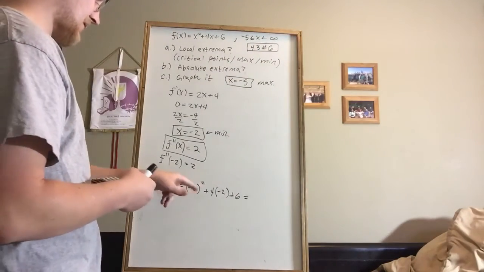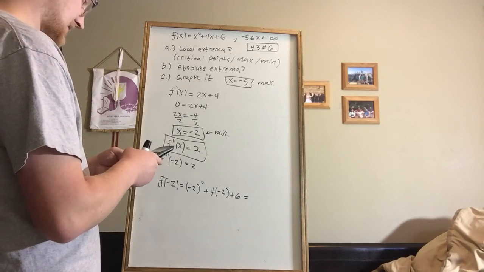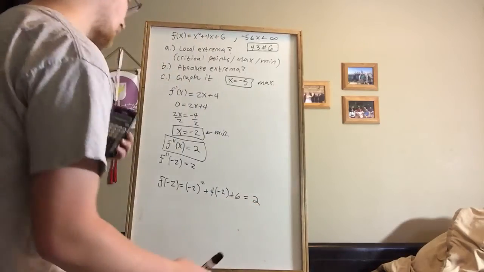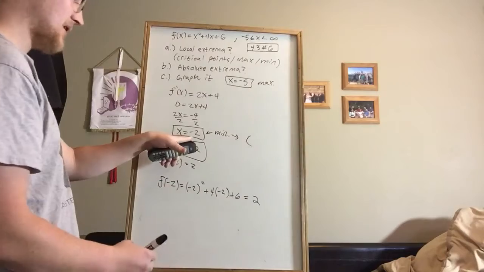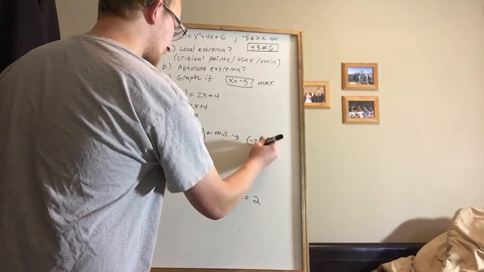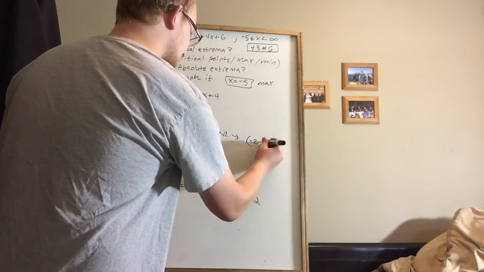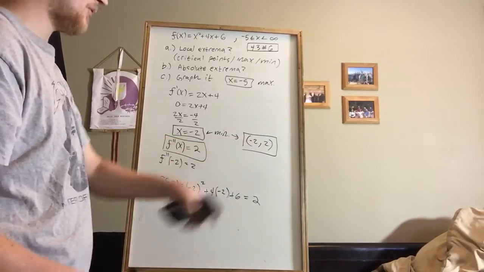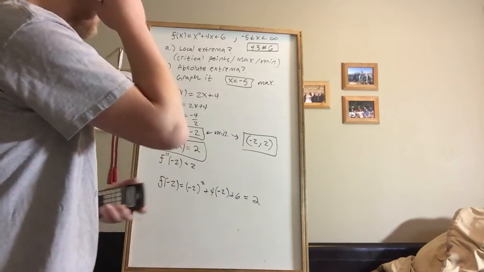And then we'll solve for that. Minus 2 squared is 4. 4 times minus 2 is minus 8, so minus 8 plus 4 plus 6 gives us a value of 2. So we know that a minimum point is going to be when x is minus 2. And when we plug in minus 2 to our original function, we get a positive 2. So this is our minimum. This is our ordered pair of our minimum. And this is a local minimum.